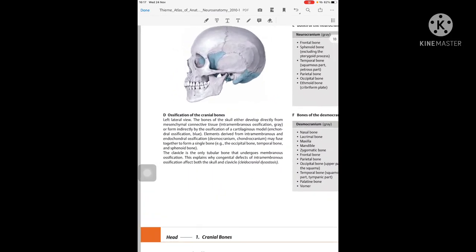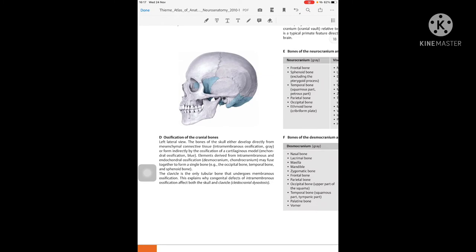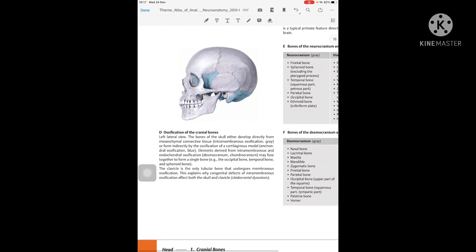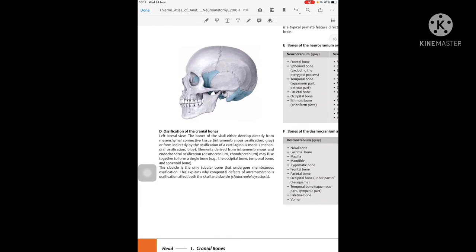You see the next diagram, it's the ossification of the cranial bones, left lateral view. The bones of the skull develop either directly from mesenchymal connective tissue, intramembranous ossification, shown in gray, or indirectly by the ossification of a cartilaginous model, endochondral ossification, shown in blue. Elements derived from intramembranous and endochondral ossification are called desmocranium and chondrocranium. So you also see the B part, called endochondral ossification.